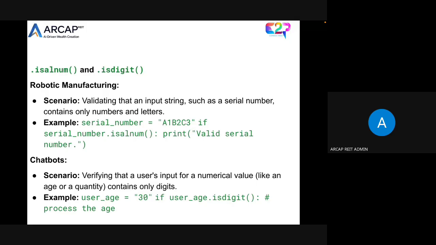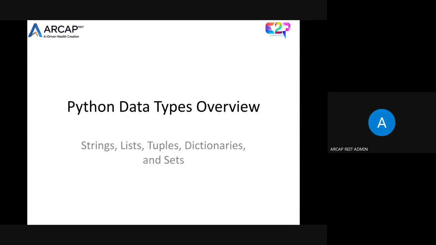Then isalnum and isdigit are also used in the same manner for checking user input, whether it is numerical, alphanumerical, or has special characters in between. To check.